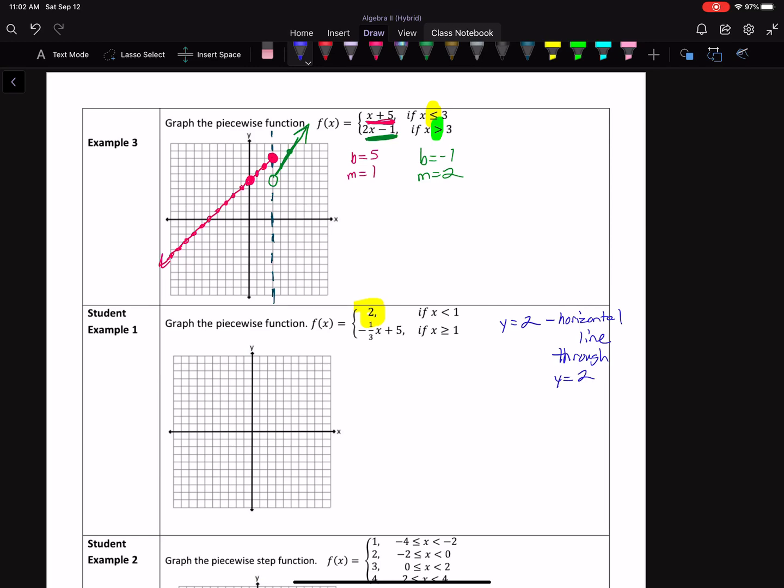So if I'm looking at my graph, if there were no domain restrictions, it would be that horizontal line through the y, where y equals 2. But again, you have these domain restrictions, so you need to go ahead and limit it and then also graph the second line there.